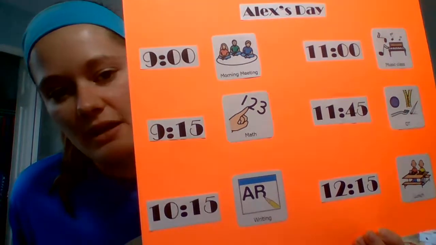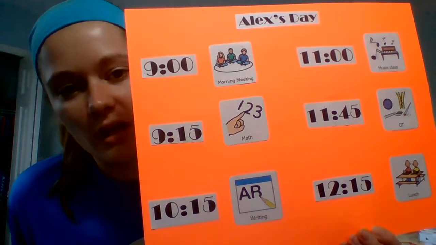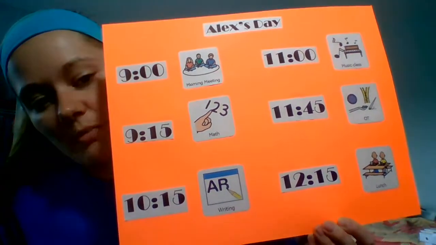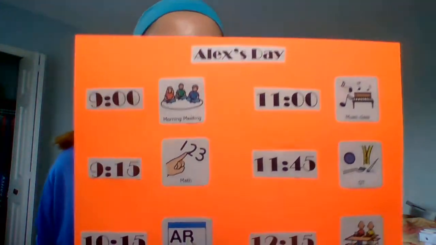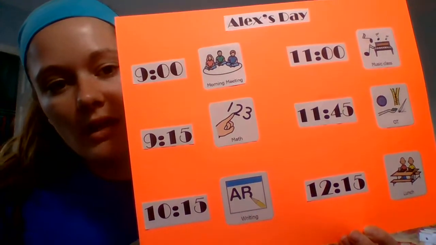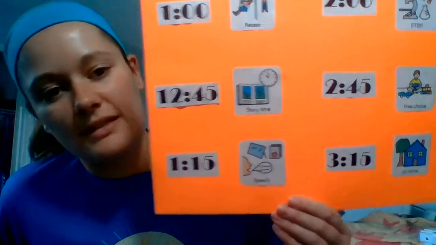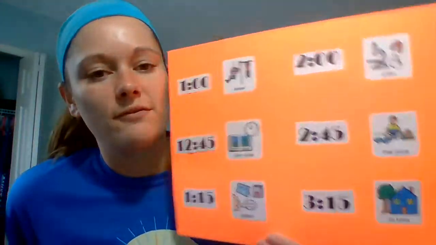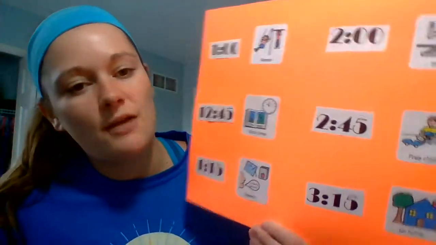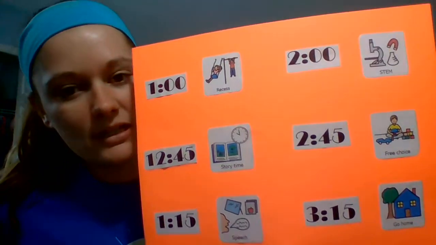You can see 6 different things in the morning. They start out with morning meeting, then Alex knows he has math, writing, music, occupational therapy, and lunch. So Alex can see that he has to get through 5 different activities before he gets a break at lunch. Then on the back, it's his afternoon, so he's going to have recess after lunch, story time. He might go into speech class, STEM, and then he gets to finish the day with free choice, and then he sees that he gets to go home.